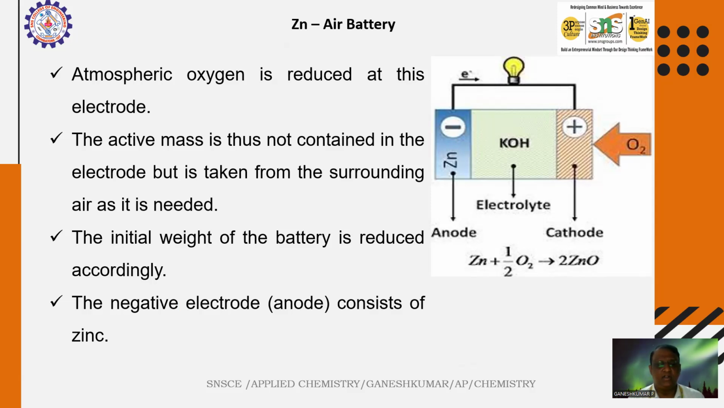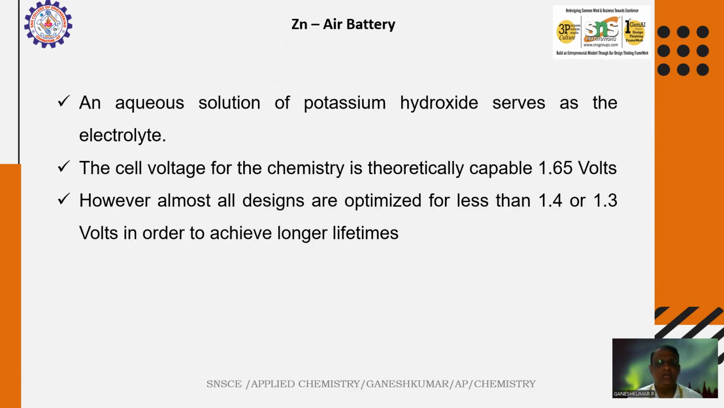And the negative electrode, that is the anode, consists of zinc, which undergoes an anode reaction. The reaction is given here: zinc plus half an amount of oxygen produces zinc oxide, or, multiplied by 2 for the balance, 2 Zn plus O2 gives 2 ZnO. Zinc is the anode and atmospheric oxygen is the cathode, and in between, the electrolyte, potassium hydroxide, is placed. The aqueous solution of potassium hydroxide serves as the electrolyte.